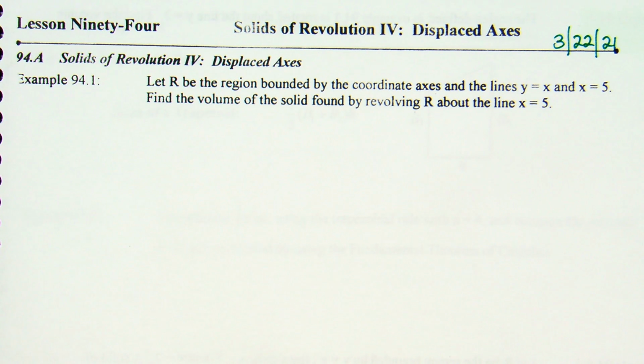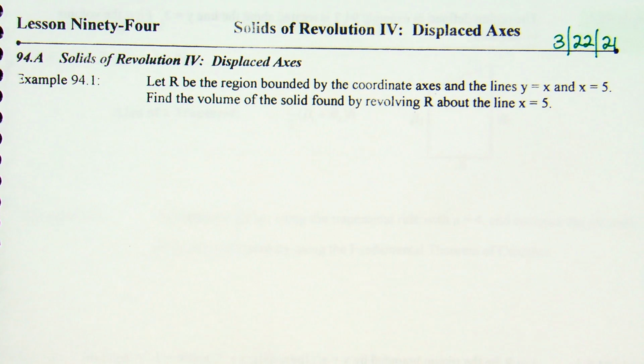Let R be the region bounded by the coordinate axes and the lines y equals x and x equals 5. Find the volume of the solid found by revolving R about the line x equals 5. So that last part right there is what really changes things for us.